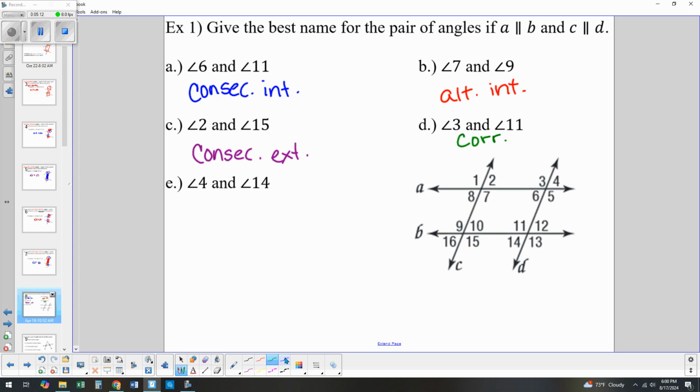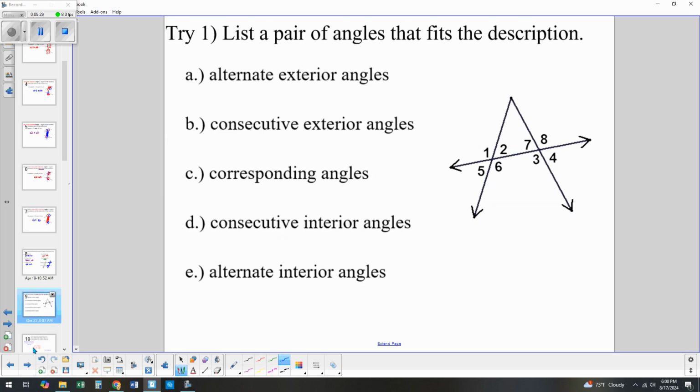And then our last one, 4 and 14, they're outside of these two lines, and if I look at the transversal, they're on opposite sides of it. So that's going to be alternate exterior. So this is a try problem. If you'd like to do it, pause. Answers are posted online. And now we're going to talk about what does happen if the lines are parallel.